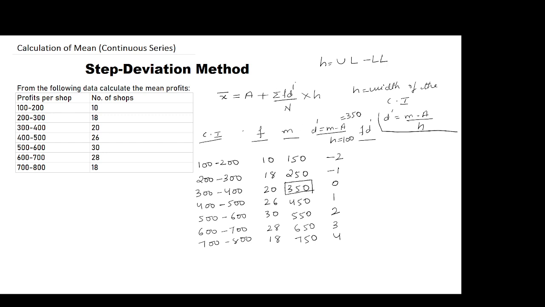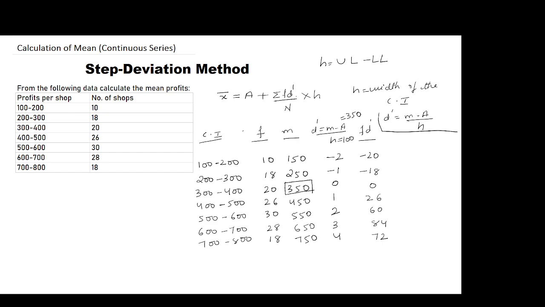Now what I need is f d dash. So multiply these f values with d dash values. So 10 into minus 2 is minus 20. 18 into minus 1 is minus 18. 20 into 0 is 0. 26 into 1 is 26. 30 into 2 is 60. 28 into 3 is 84. 18 into 4 is 72. So this is how f into d dash should be calculated. Multiply the f values with d dash values.